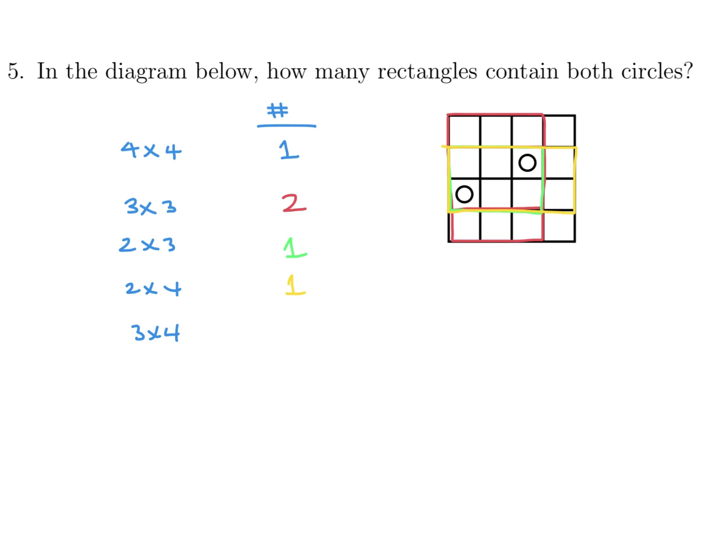Let me see. A 3x4. Oh boy. So this one, that one, this one, and then this one right here. Yeah. Okay, so 3 of those guys. So I'm pretty sure that is the tally. So what's this? 1, 2, 3, 4, 5, 6, 7, 8. So 8 rectangles contain both circles.